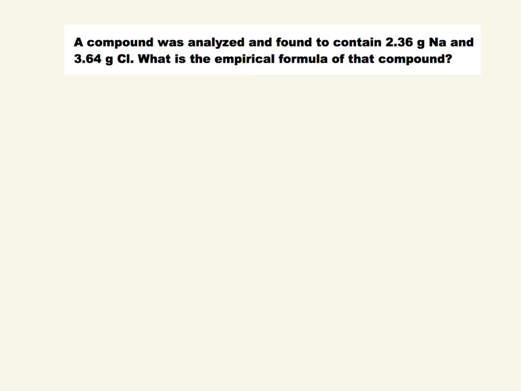Okay, in this particular video we're going to talk about how to determine the empirical formula of a compound. Remember, guys, what an empirical formula is. It is a formula of a compound that shows the smallest whole number ratio of atoms in the compound. If it's an ionic compound, its empirical formula is also going to be its formula unit.